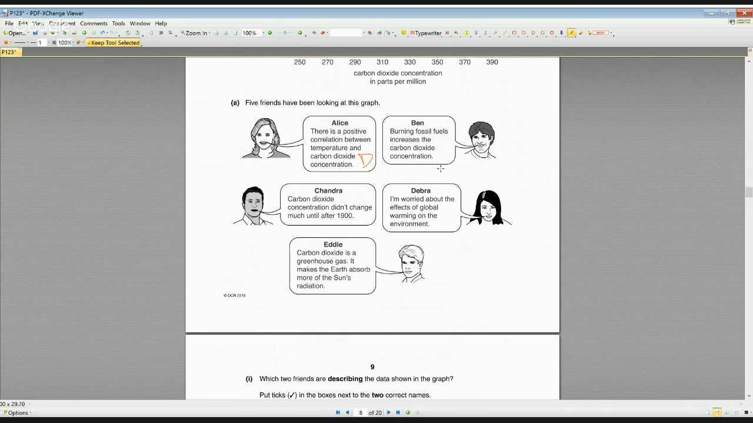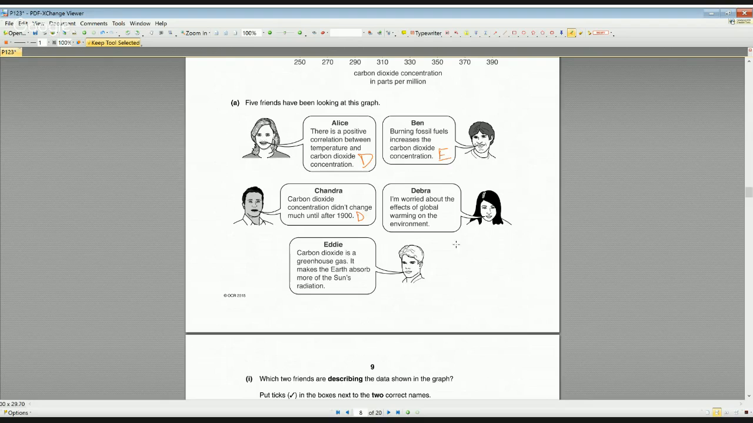Burning fossil fuels increases the carbon dioxide concentration. Well, that's not something you can directly read from the graph. That's an explanation for what you can read on the graph. So we'll put an E for explanation there. Chandra says that carbon dioxide concentration didn't change much until after 1900. Again, he's just describing what he can see on the graph.